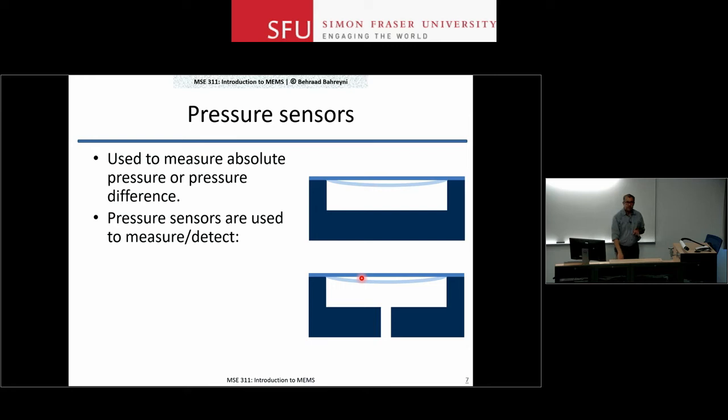Tons of applications for pressure sensors. For instance, you measure pressure with them, right? So that on its own has a lot of applications in industry. Whenever you're manipulating gases or fluids, you want to know the pressure in most situations. Besides that, you can measure altitude using pressure.